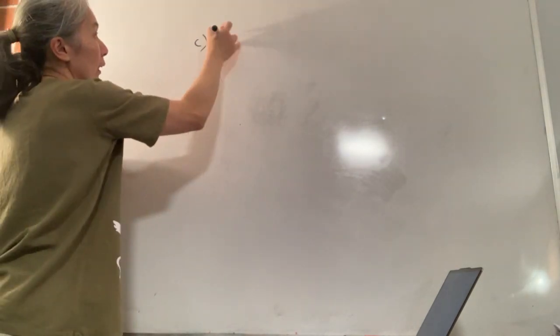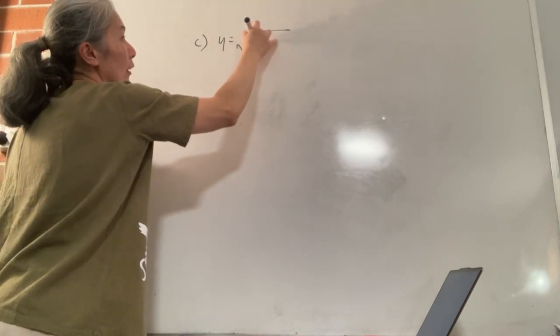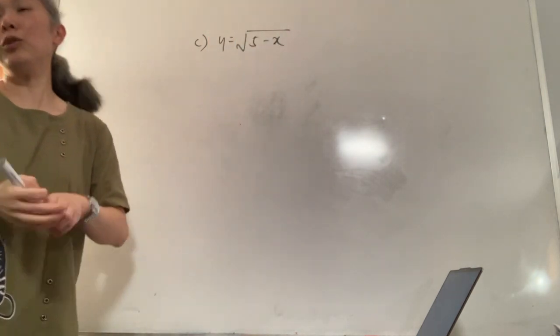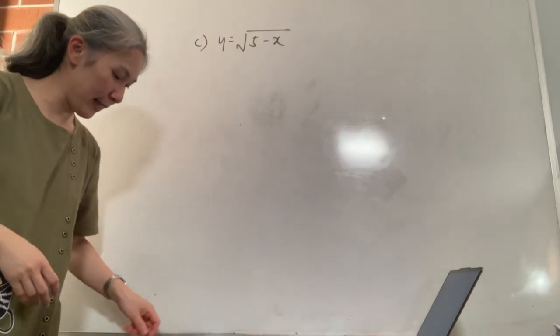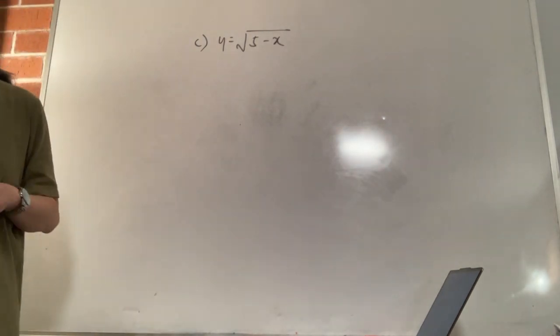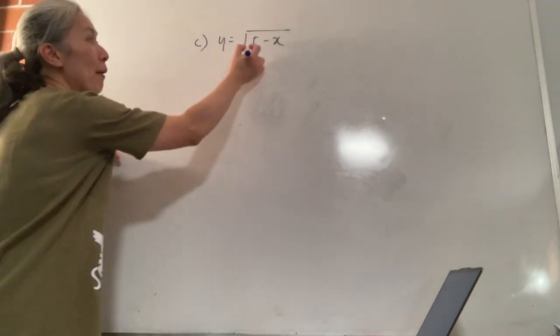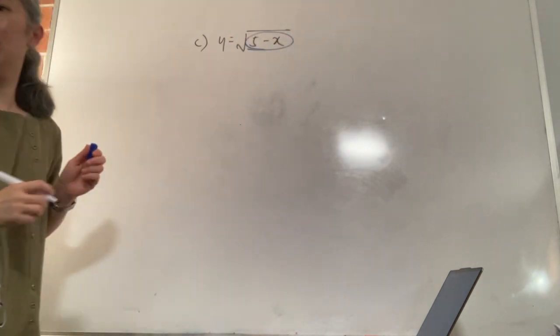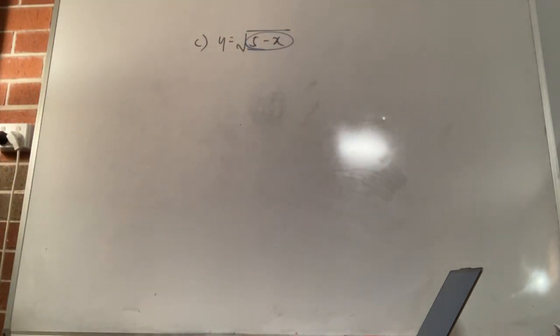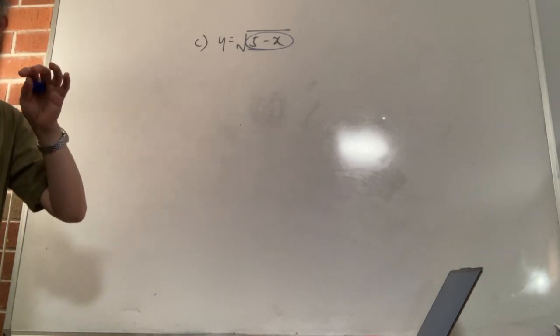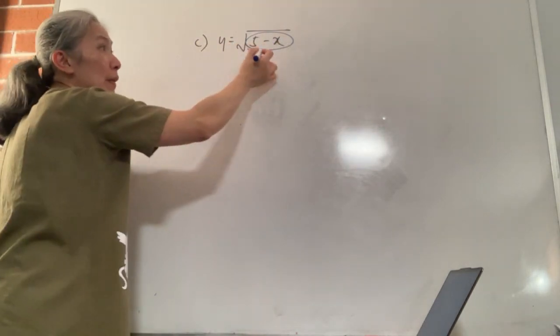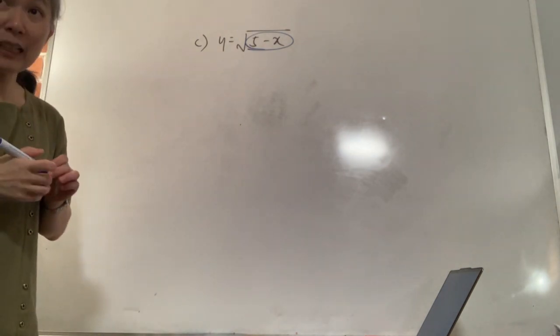Question C, you have y equal to root 5 minus x. So you do not know what type of equation is this, but doesn't matter. What's the rule inside the square root? What must this number be? It must be 5. X equals 5. In general, what must this number be? Can this number be 0? Yes, it can be 0.